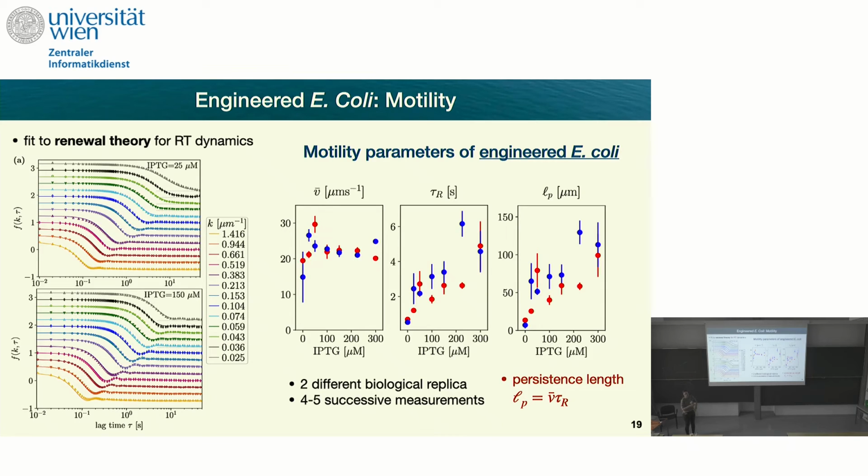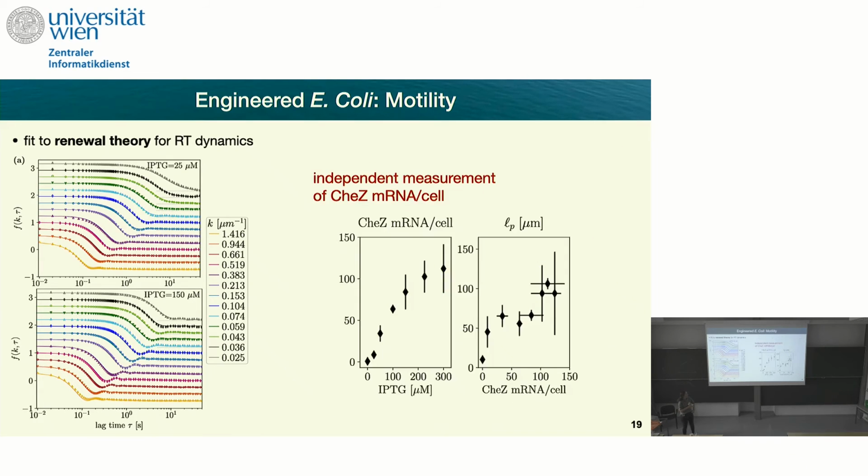Okay, we did that for 2 different biological reactions. Now we know that the persistence is a function of IPTG. So now what about the expression of QC? We can independently measure the concentration of messenger RNA of QC per cell, and we do see that it increases as a function of IPTG. And so now this allows us to correlate the persistence length with the concentration of messenger per QC. So we use DDM essentially to learn something also about the functioning of the bacterial model.